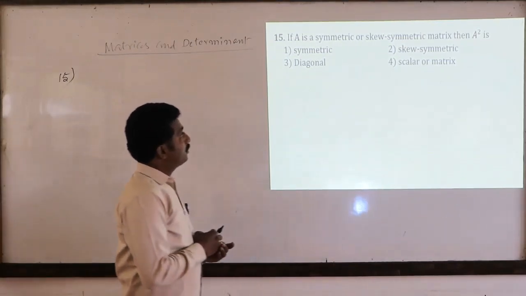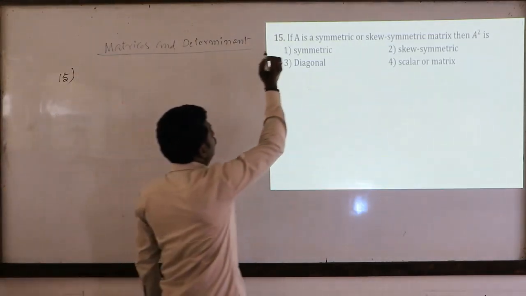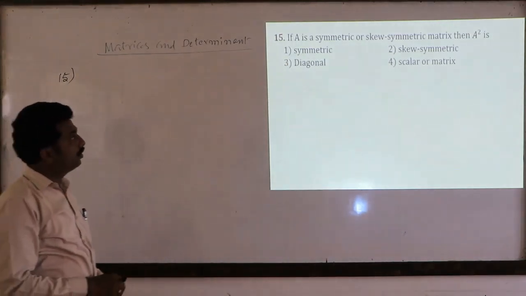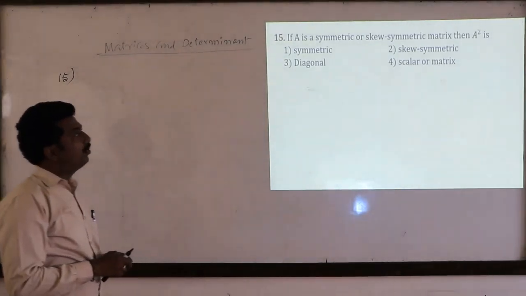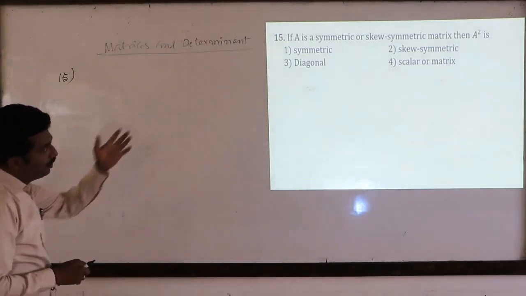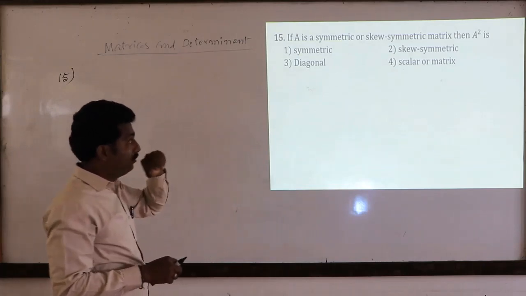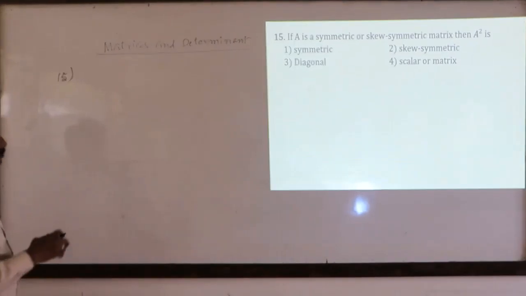Last class we discussed some problems. Then today, question number 15. If we say A is symmetric or skew symmetric, then what about A square? Options are symmetric, skew symmetric, diagonal, or scalar. They are asking a question about a matrix.